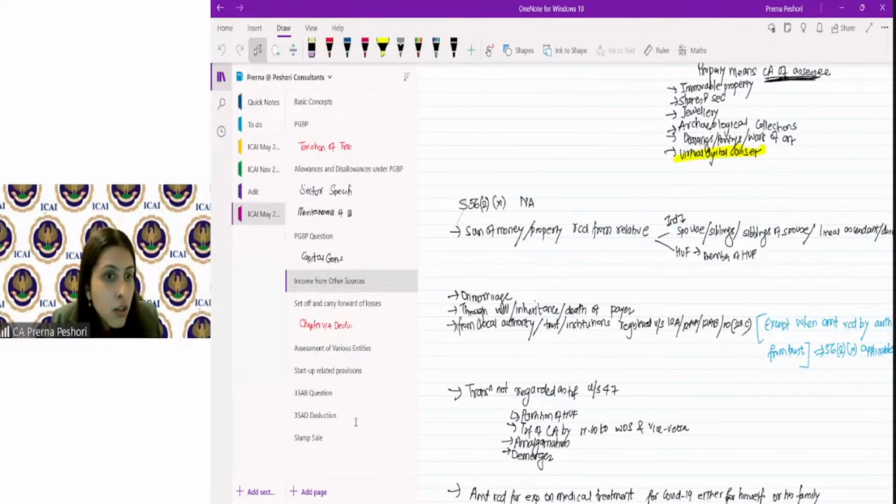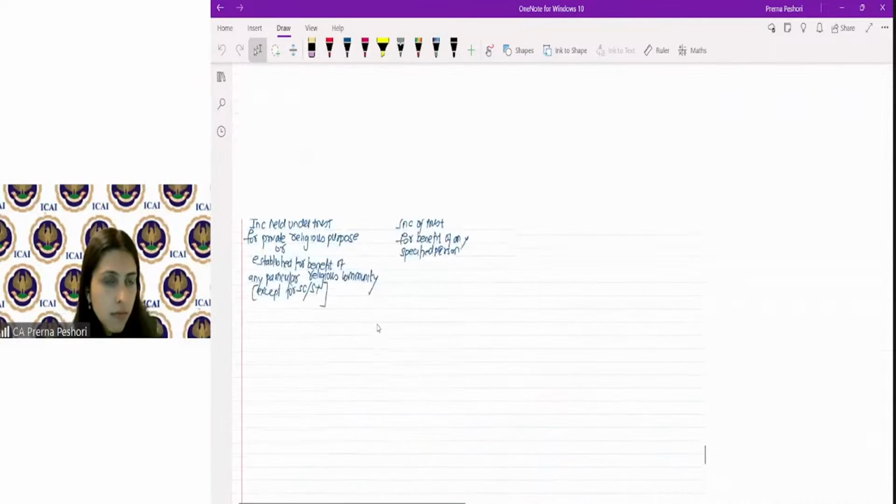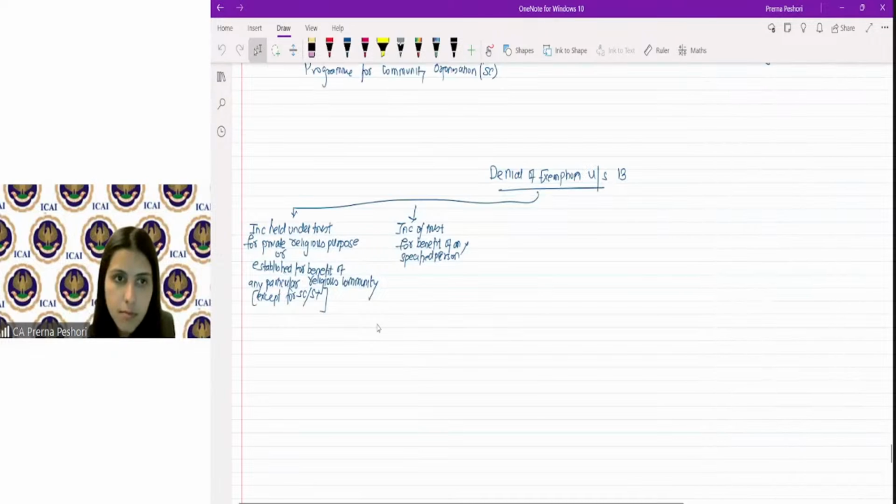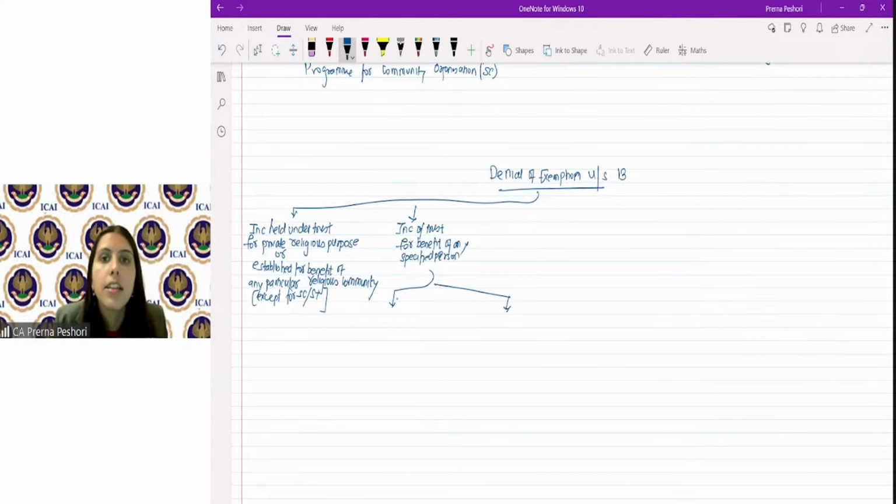Isn't it? So here you have to write down there will be two implications. One in the hands of the trust. So in the hands of the trust, there will be three implications.